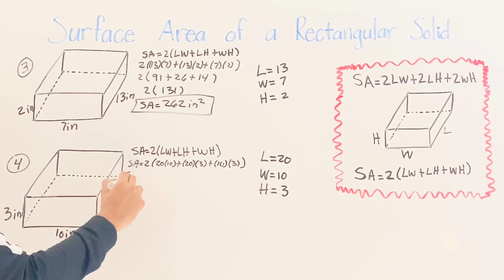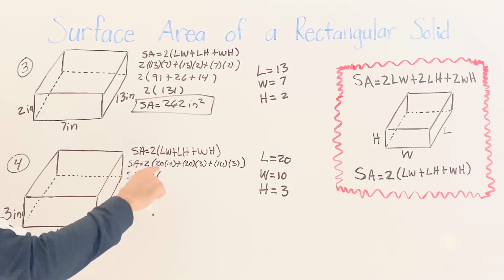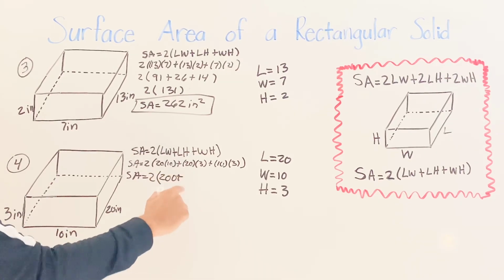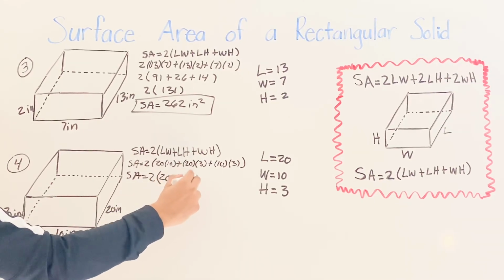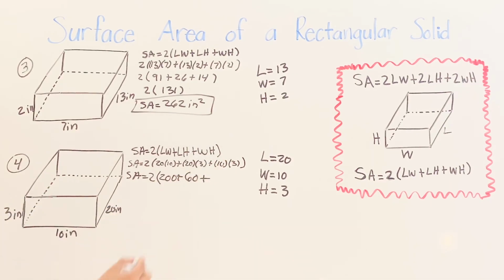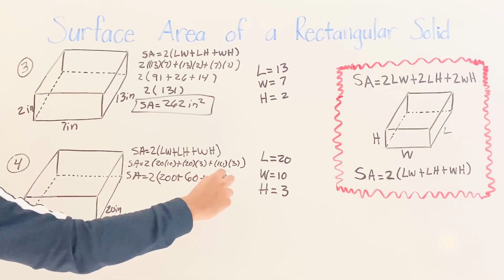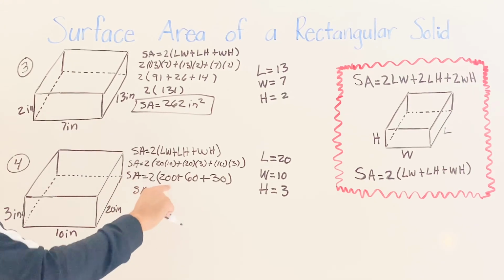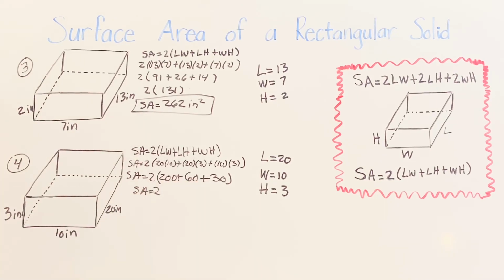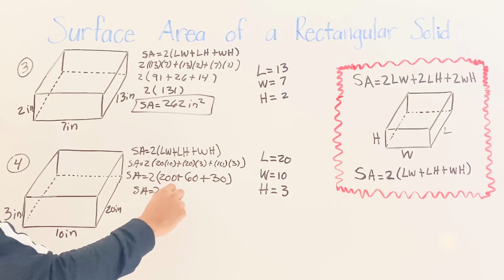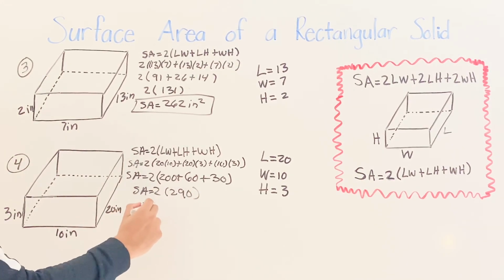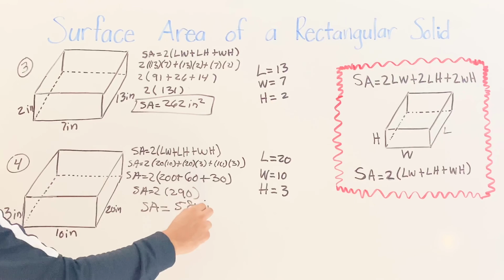Then I'm just going to multiply. 20 times 10 is going to give me 200, plus 20 times 3 is going to give me 60, plus 10 times 3 is going to give me 30. Okay, so I'm going to add that up now. SA equals 2, and when I add all this together it's going to give me 290. Then I'm going to multiply 2 times 290, and when I multiply that, my answer is going to be 580 inches squared.